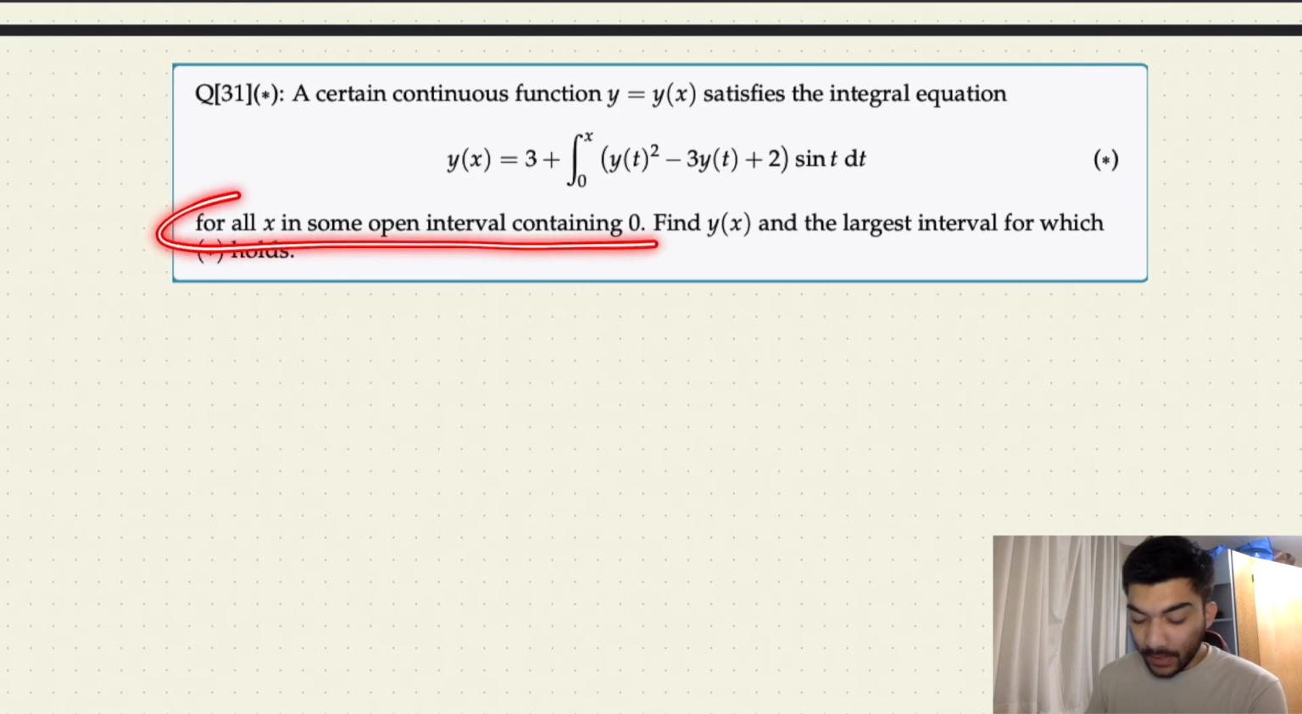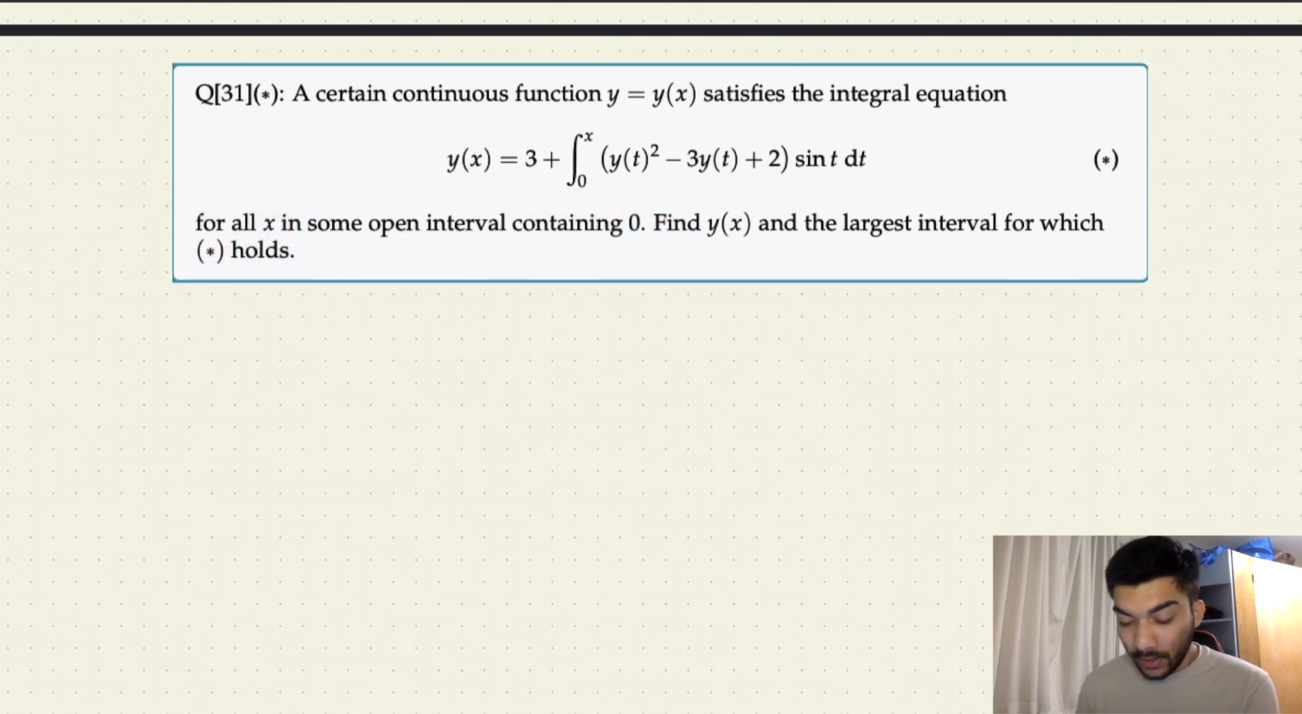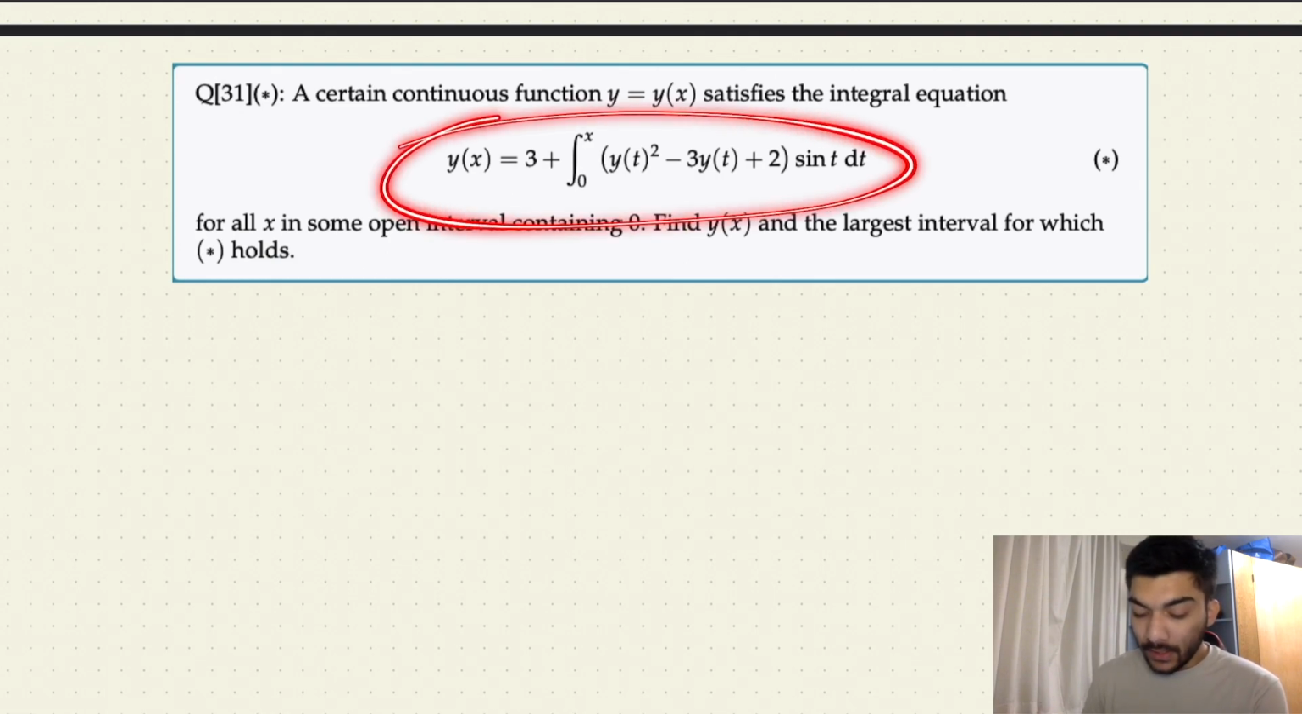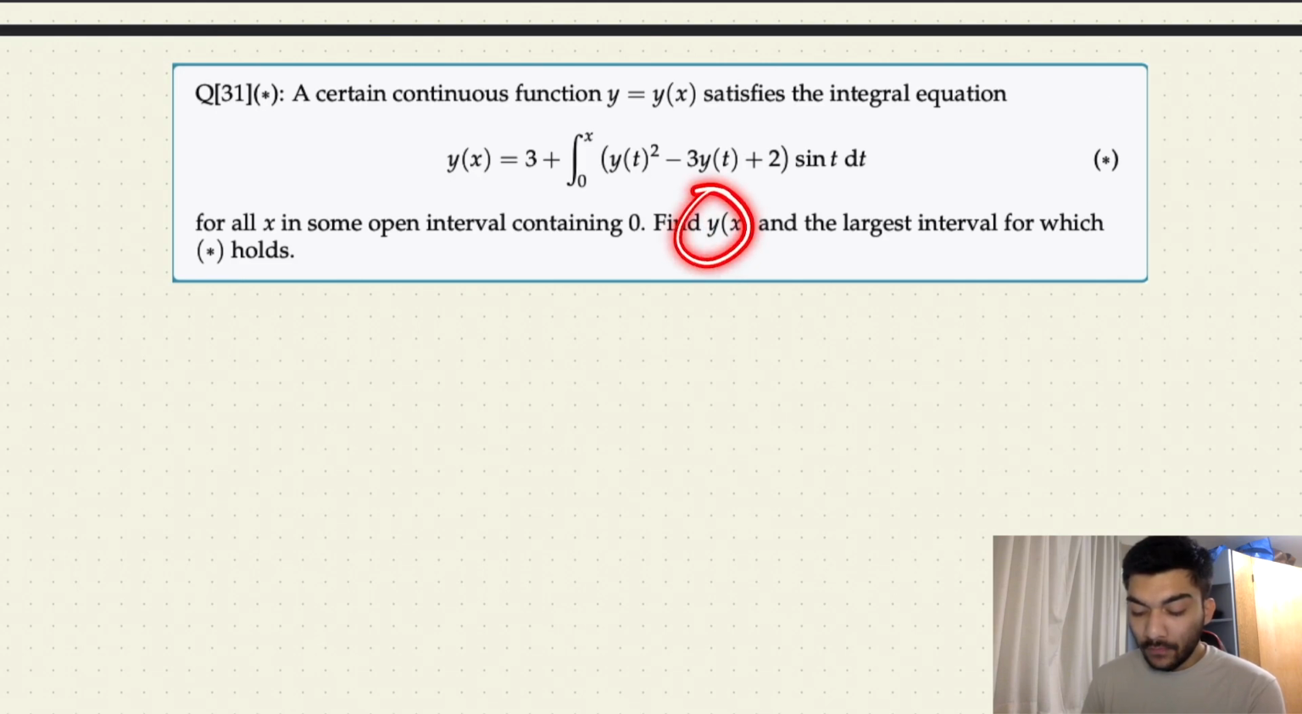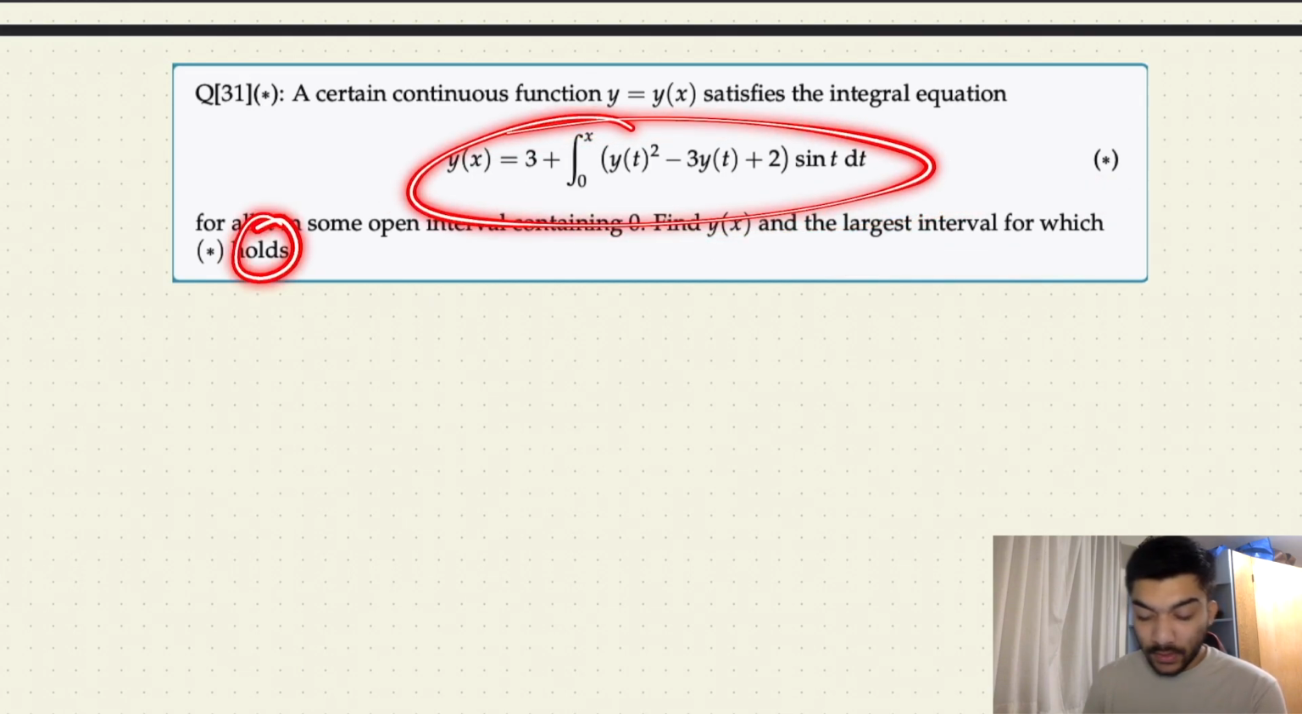So this line gives us a hint that we'll probably be using x equals 0 at some point in order to solve for our solution. And based on this integral equation, you have to solve for y as a function of x and also calculate the largest interval for which this integral equation holds true.